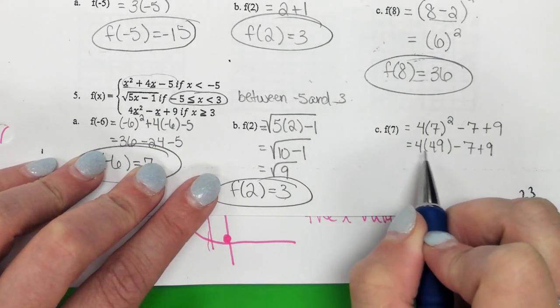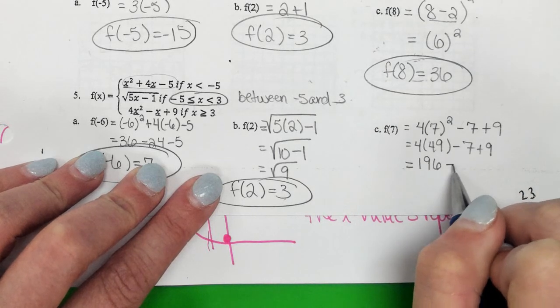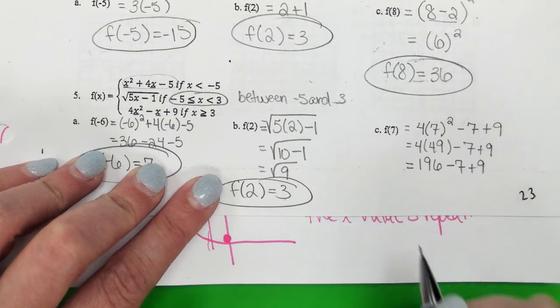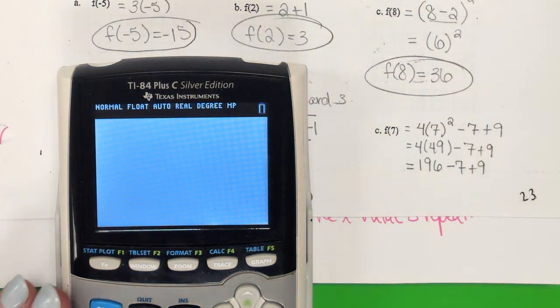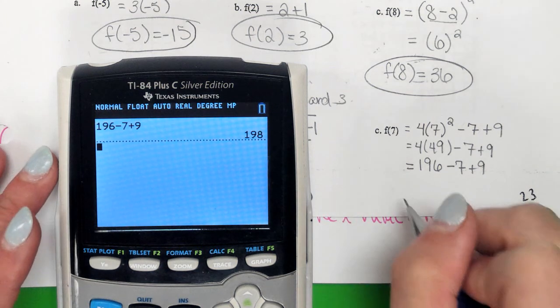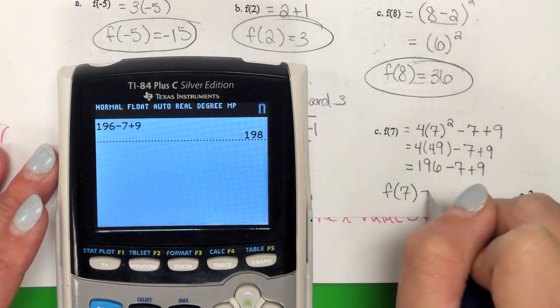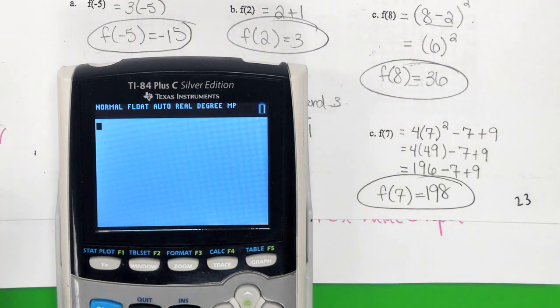All right, then we're going to multiply these two right here. 4 times 49 is 196 minus 7 plus 9. And you can take your calculator and type in 196 minus 7 plus 9, and you get f of 7 is equal to 198. All right, guys, that was your homework.